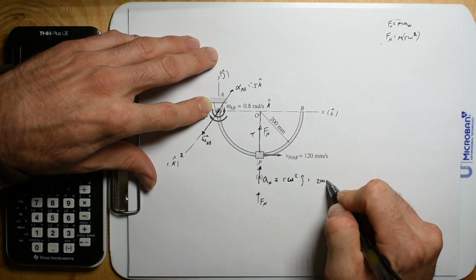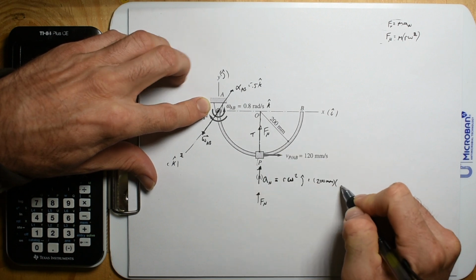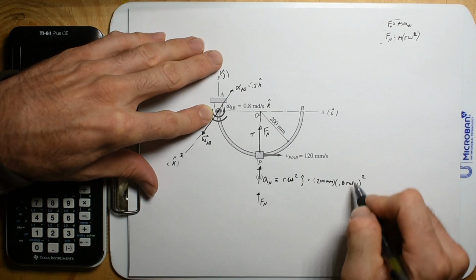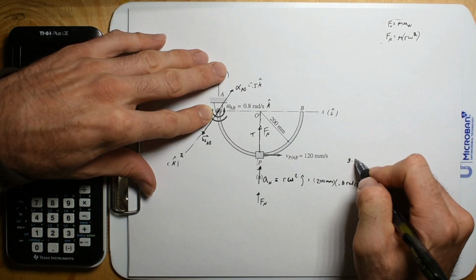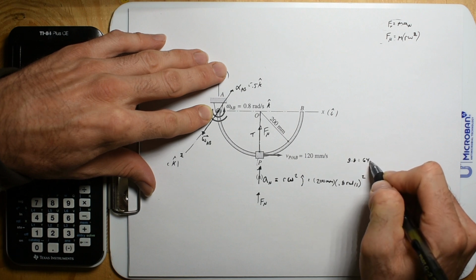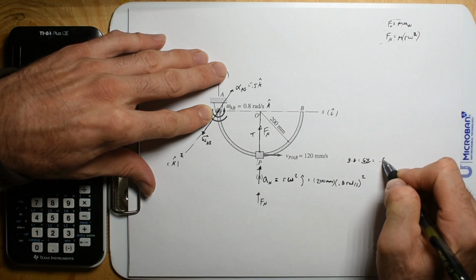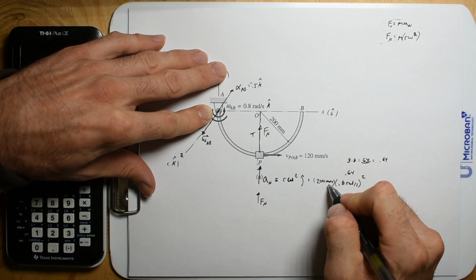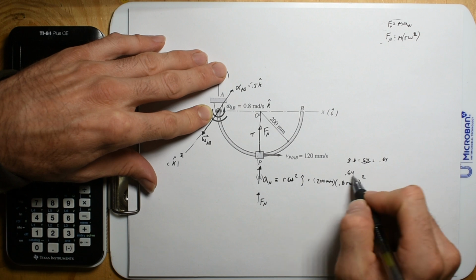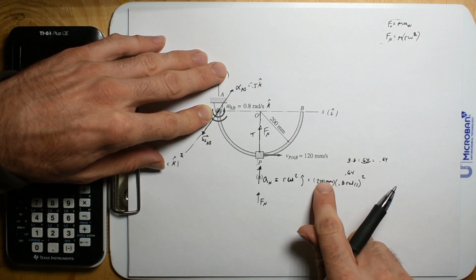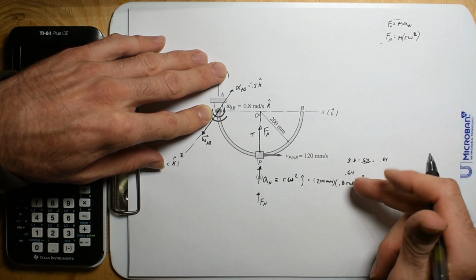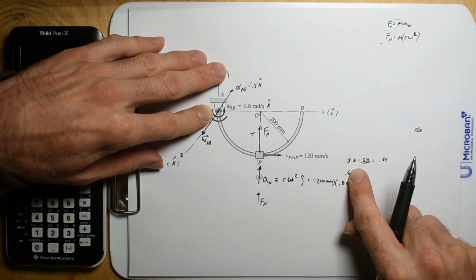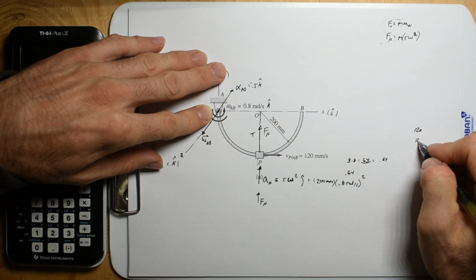This is going to be 200 millimeters times 0.8 radians per second squared, which is going to be, so 8 times 8 is 64, so it's going to be 0.64. So this is going to be 0.64 times 200. I don't know what 0.64 times 200 is, but I do know what 64 times 2 is. Maybe I don't even know that, but I do know 120 is 60 times 2. So it's going to be 128.